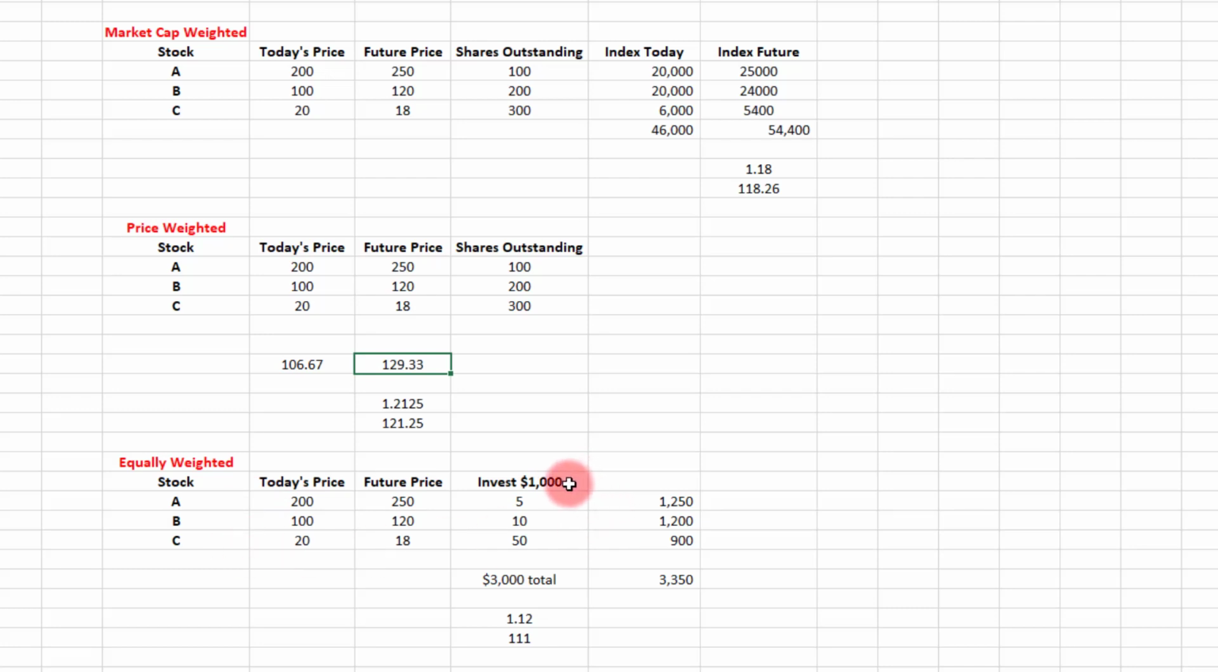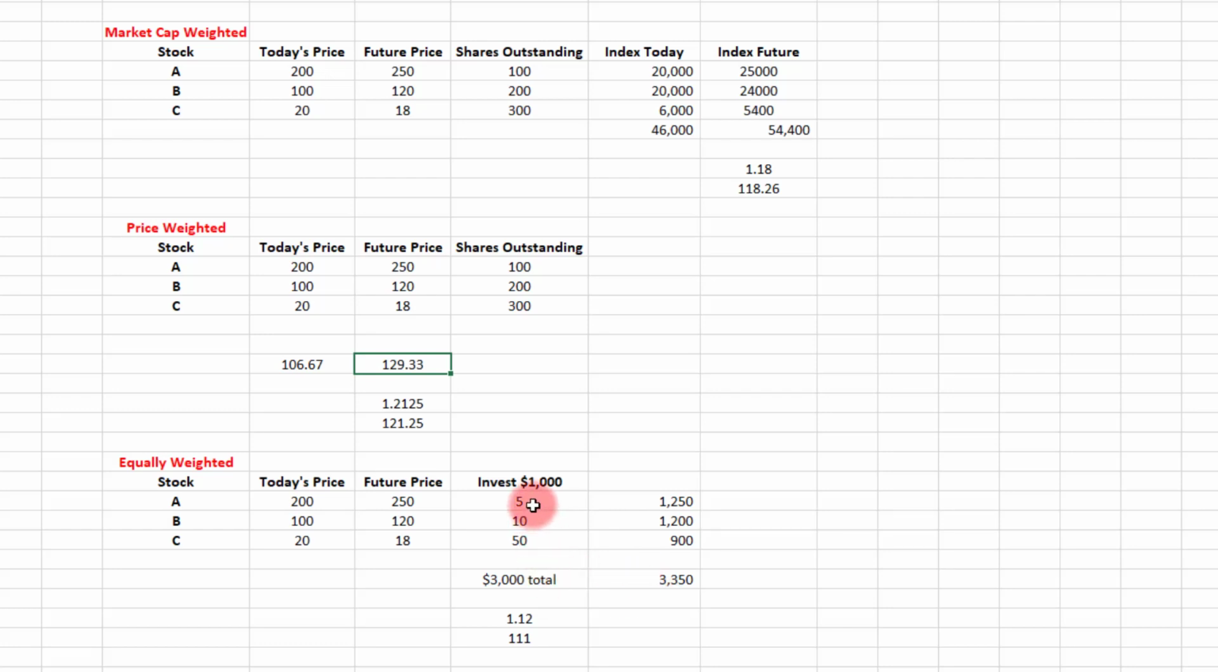So if you invested $1,000 into stock A when it was trading at $200, you would own 5 shares. If you put $1,000 into stock B at $100, you would have 10 shares. And if you put $1,000 into stock C at $20, you would have 50 shares. So notice that you have invested $3,000 total. What we do next is to say, what is the value of this portfolio?